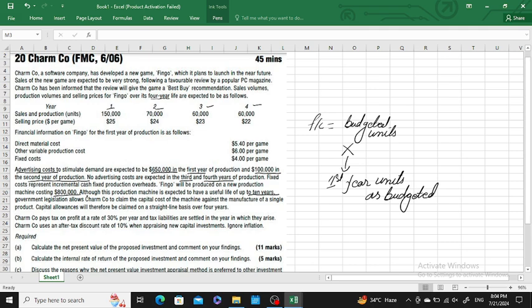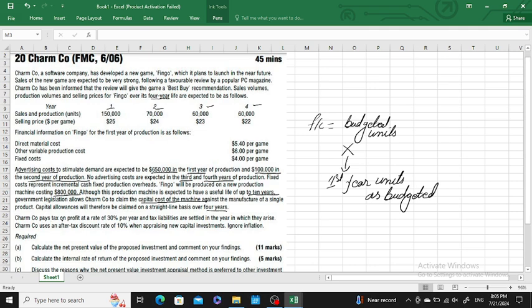Okay, then moving forward, government legislation allows Charm Company to claim the capital cost allowance of the machine against the manufacturing of the single product. Capital allowance can be claimed on a straight line basis over 4 years. Sir, it means that the government has allowed us to get the tax benefit on the basis of depreciation, because depreciation is our accounting expense, not an expense in the view of the tax authorities. Therefore, we would get the tax depreciation as a benefit.